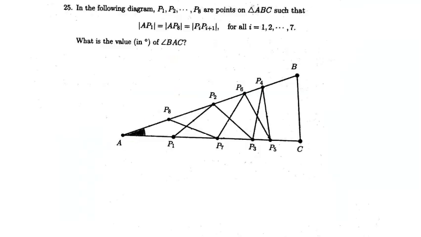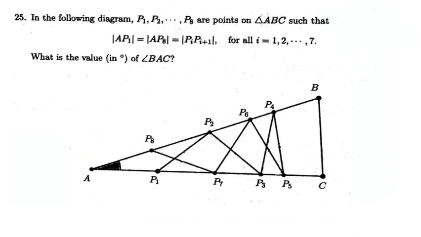SMO 2019 Junior Section, first round, problem number 25. In the following diagram, P1, P2 to P8 are points on triangle ABC such that AP1 equals AP8 equals PI plus 1, for I from 1 to 7. So P1, P2, 3, 4, 5, 6, 7. A to P7, P8. What's the value in degrees of BAC?